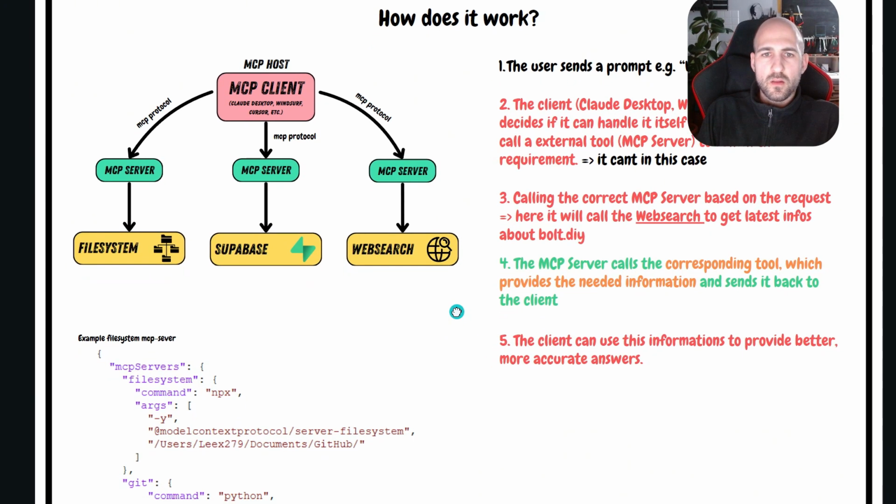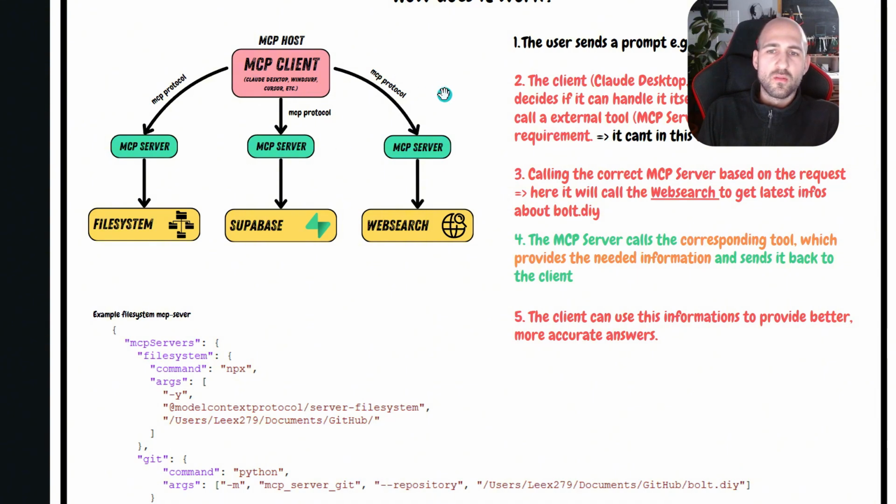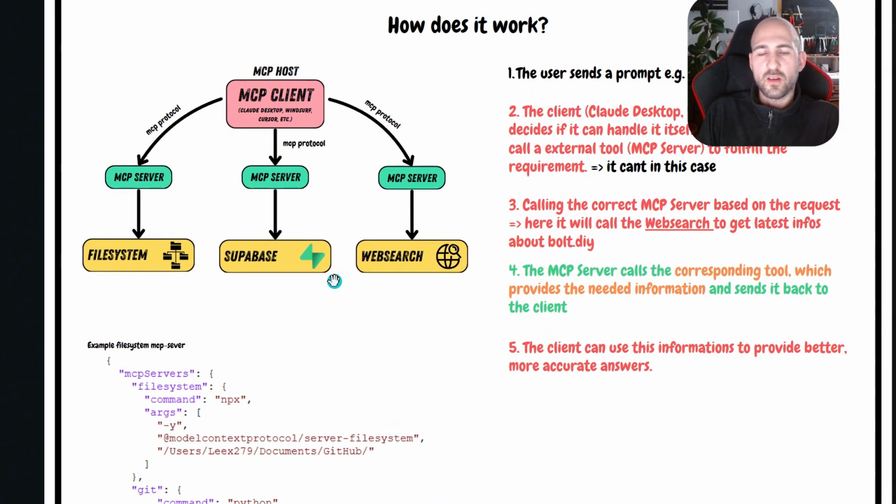You can do this with a lot of tools, not just web search. You can create an MCP server for Supabase, for example, which is a database. You can create an MCP server for your file system, so it could basically interact with your computer and do things there: list files, directories, search things, and help you organize stuff.